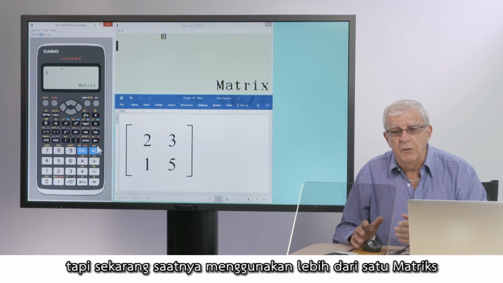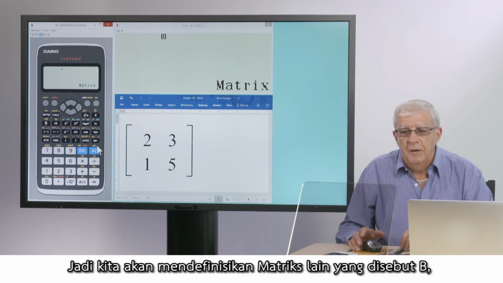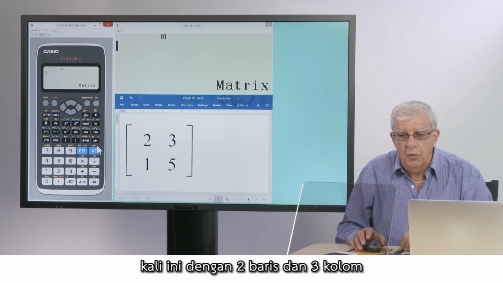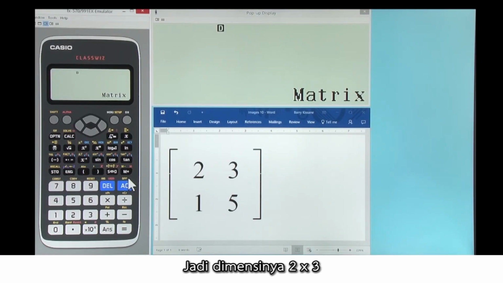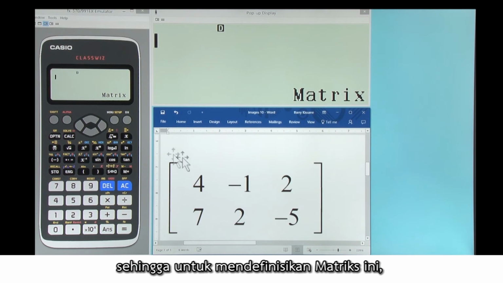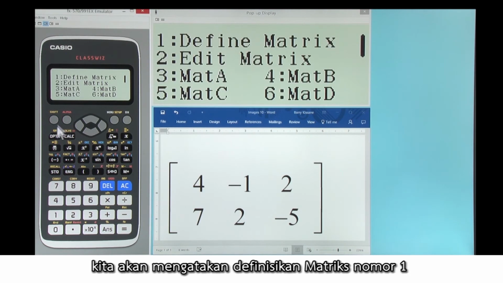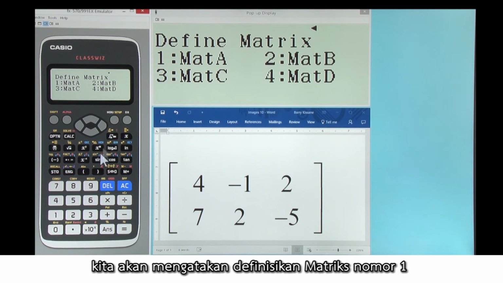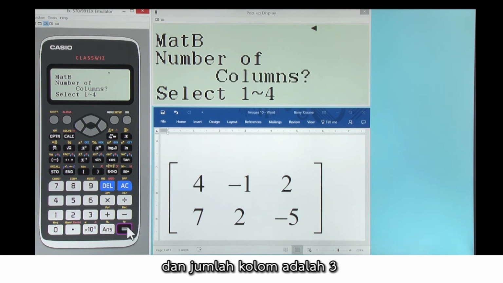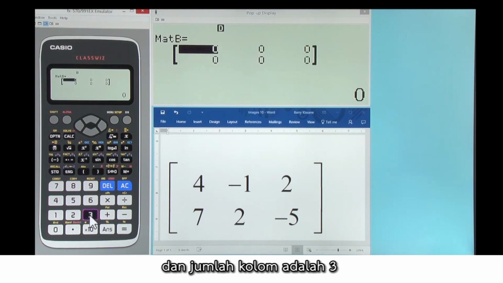But now it's time to use more than a single matrix. So we'll define another matrix called B, this time with 2 rows and 3 columns. So the dimensions are 2 by 3. Here's what we'll do. To define the matrix, we will say define matrix number 1. And the number of rows here is 2 rows. And the number of columns is 3 columns.